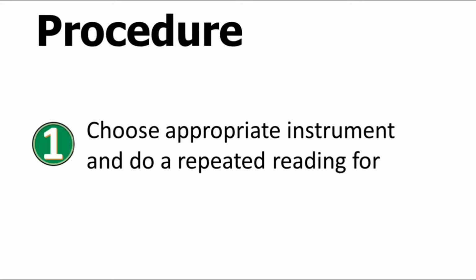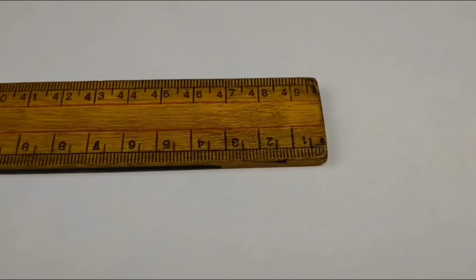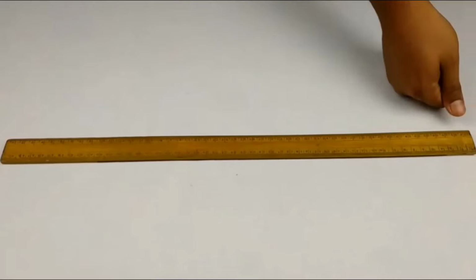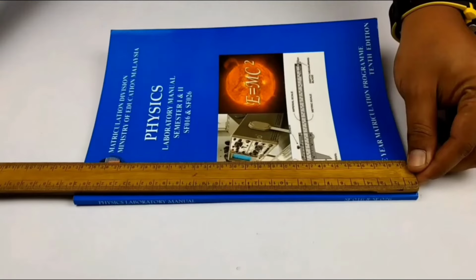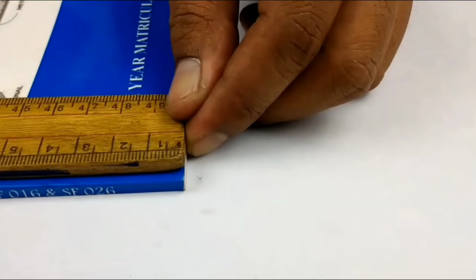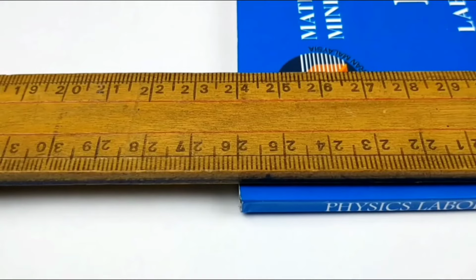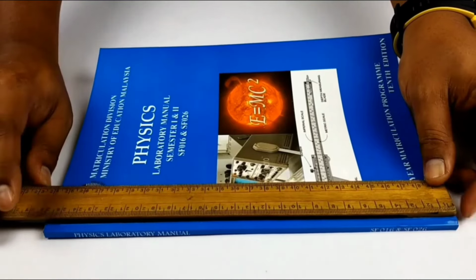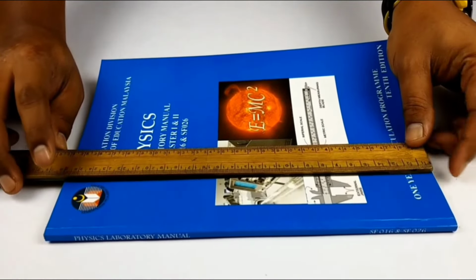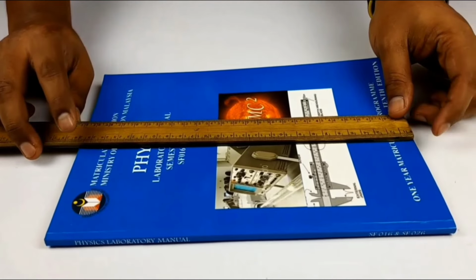The first part of the experiment, you are required to choose an appropriate instrument to measure the lengths of various objects. Now I'm going to take you to the video showing all the instruments that you are going to use in the experiment. The first instrument is a meter ruler. It is a 2-point reading instrument. You are going to use the meter ruler to measure the length across the width of the laboratory manual. You are going to get 5 different readings.